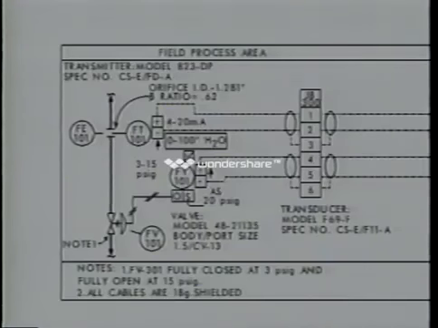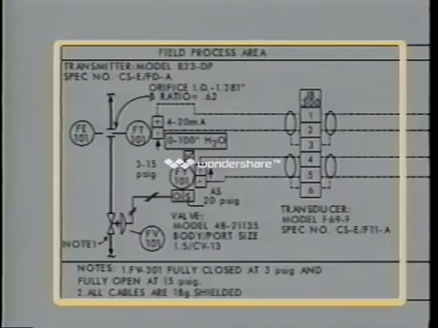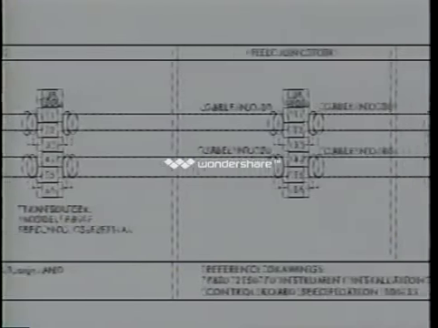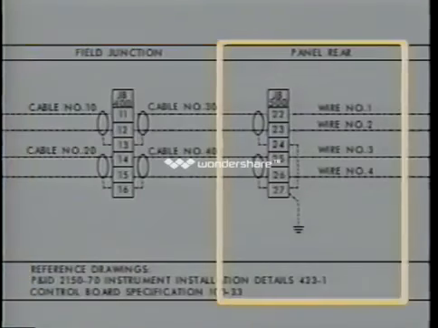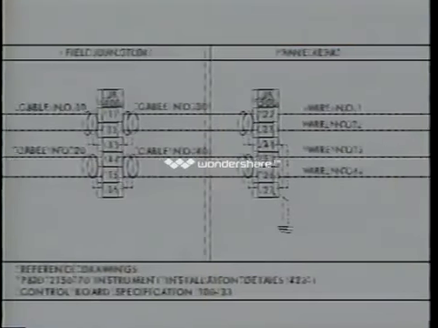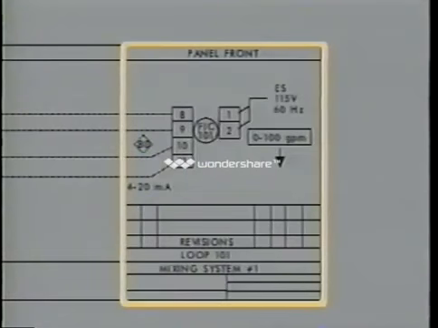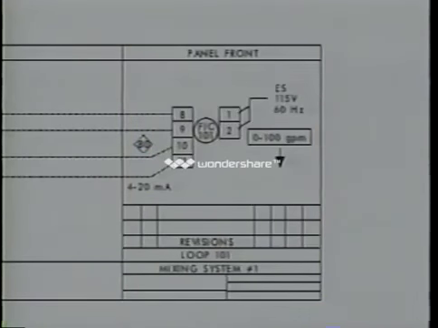The loop diagram is divided into sections that organize information from the field to the control room. Looking from left to right on our example, these are field process area, field junction, panel rear, and panel front. Different facilities may use other title headings, but however they are titled, each section shows you specific information about a portion of the loop and the instruments which are part of it.